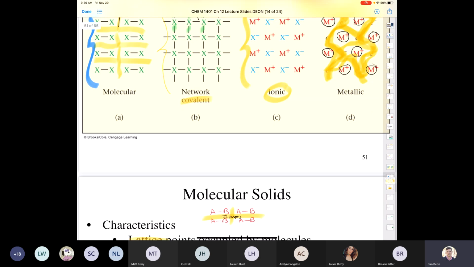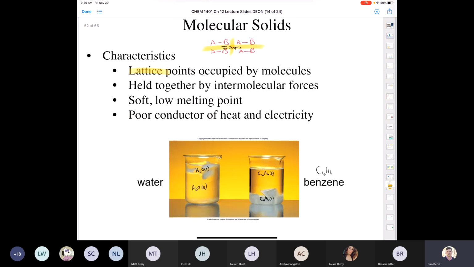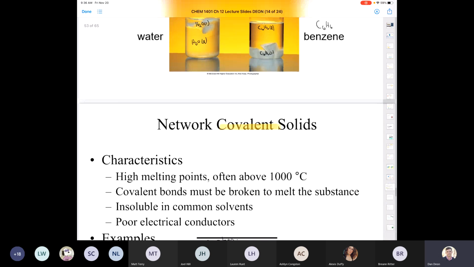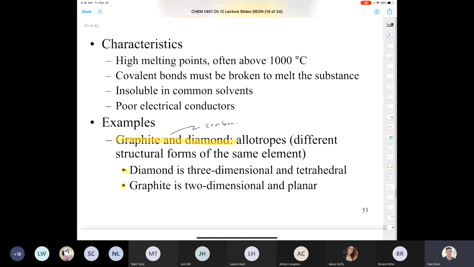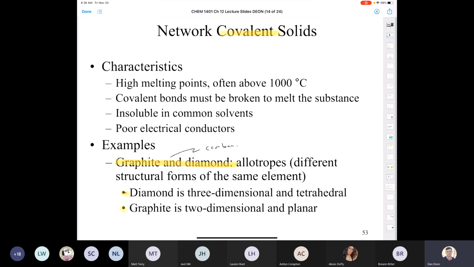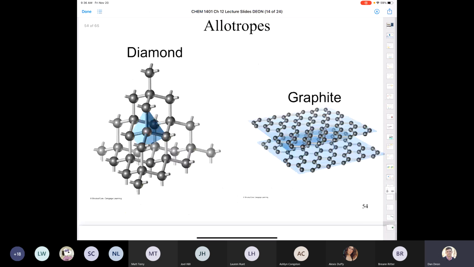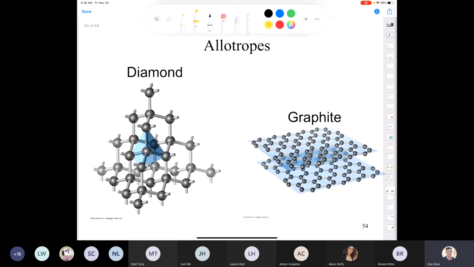I'm not going to spend a lot of time talking about molecular solids because I did this in the last lecture, and we talked about how water is an anomaly and that water in the solid phase is less dense than water in the liquid phase. Then we talked about network covalent solids, and the two examples that we looked at specifically were diamond and graphite. These are two allotropes of carbon, so just two different forms of carbon. And what's the difference between diamond and graphite?